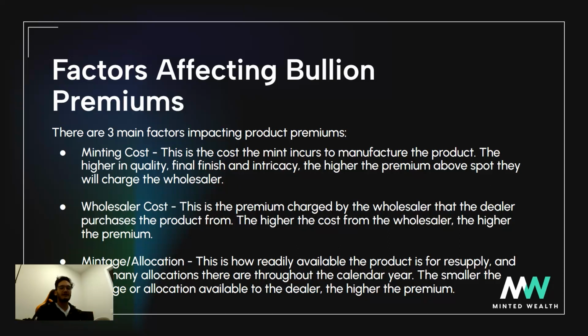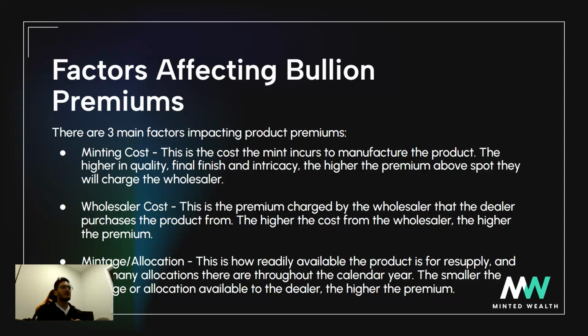Additionally, the smaller the product is, generally means the higher the premium it will have. So a 1 ounce gold maple will have a lower premium than a quarter ounce gold maple, and a quarter ounce gold maple will have a lower premium than a 10th ounce gold maple, and so on. Inversely, for silver, a 100 ounce silver bar will generally have a lower premium than a 1 ounce silver round. Because again, the bigger the product is, the easier it is for the mint to produce it, and the smaller the cost they incur.